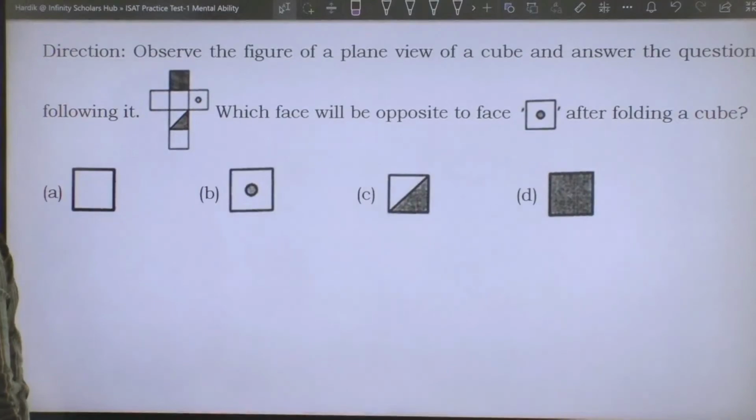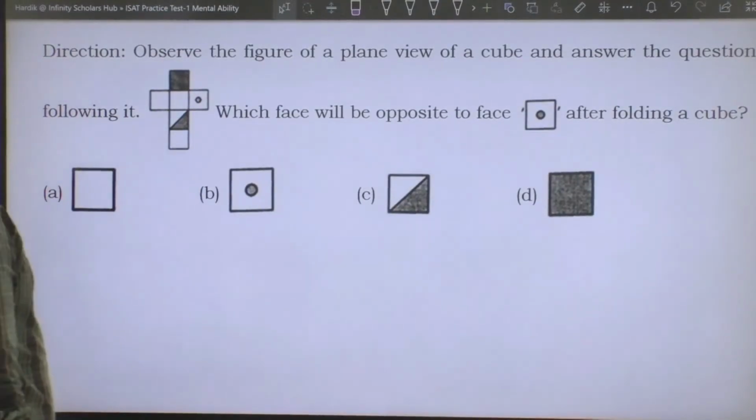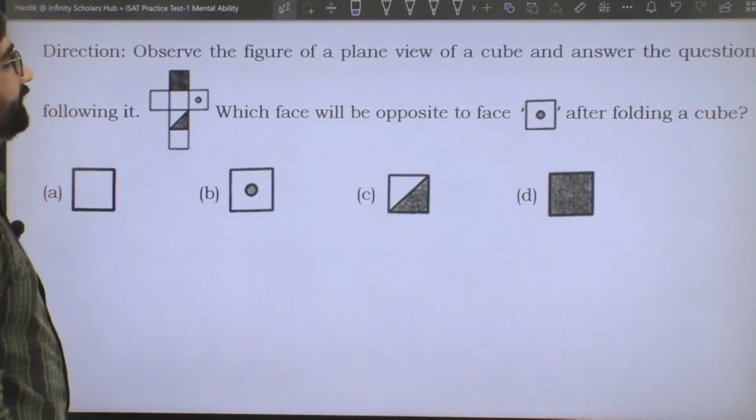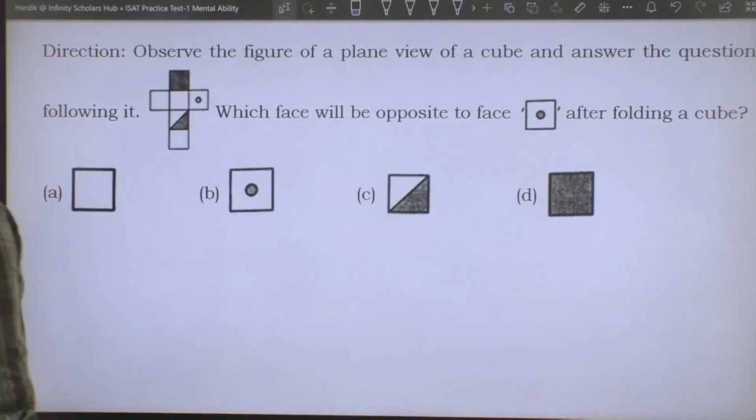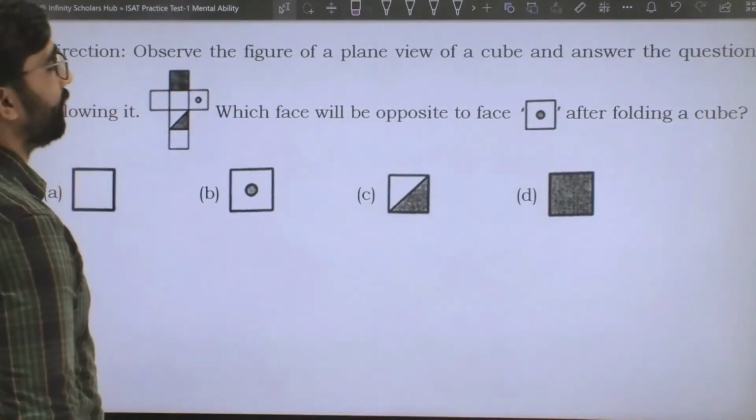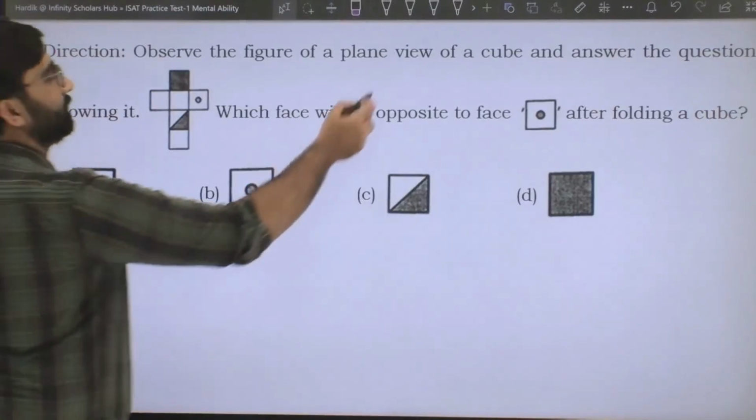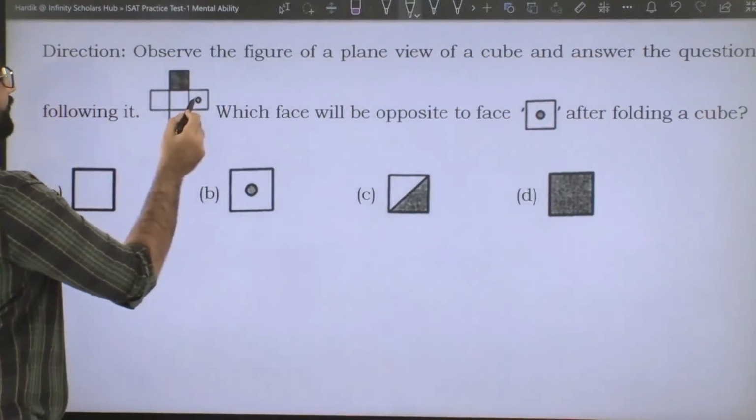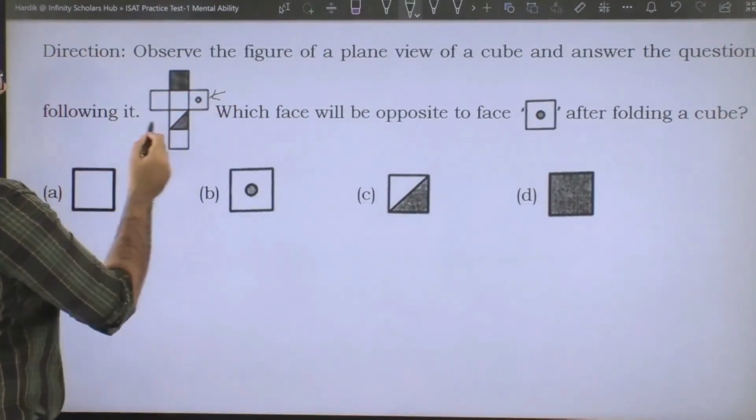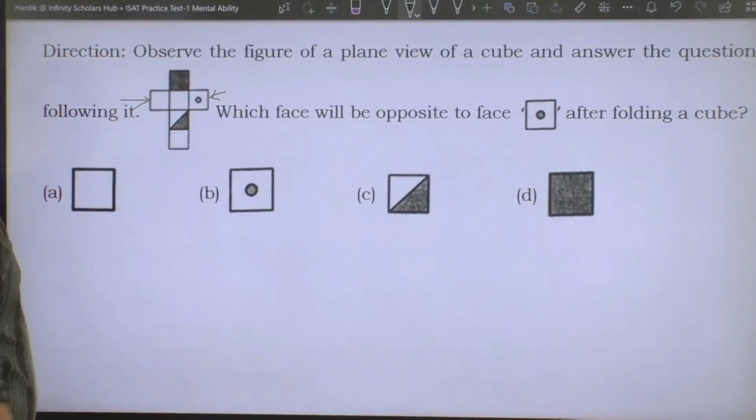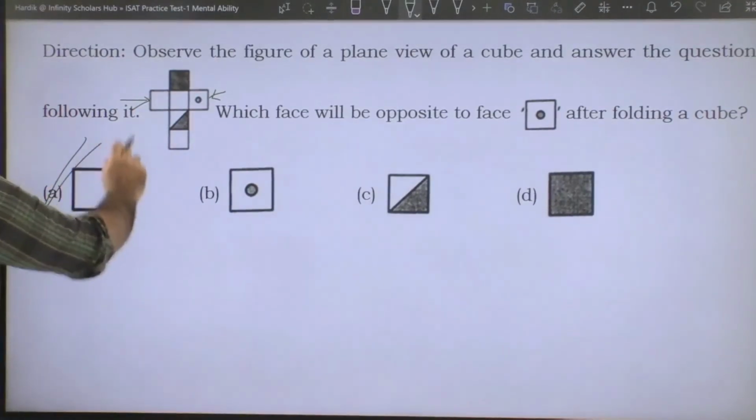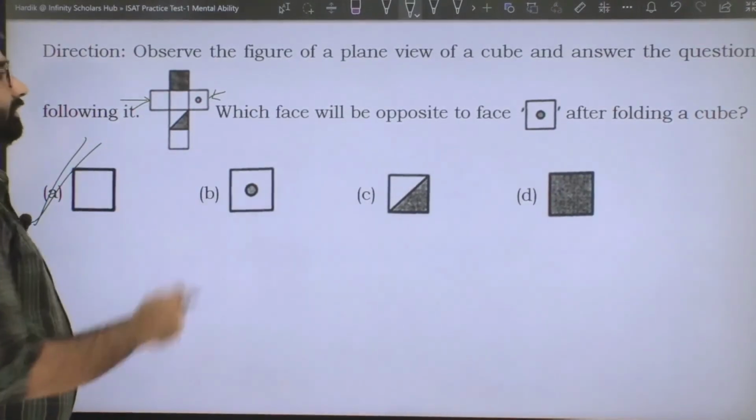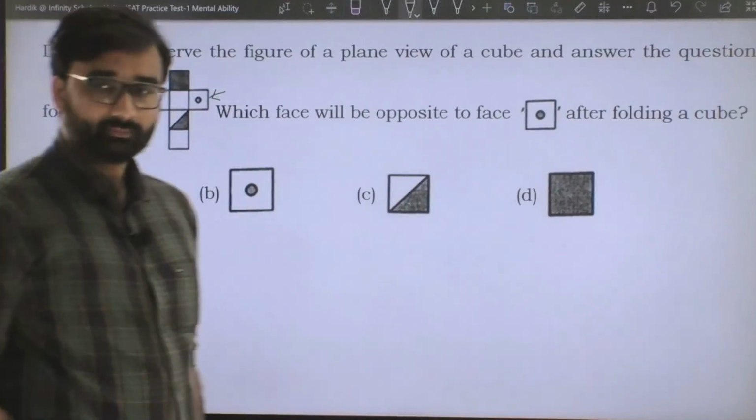Now this is an easy question. What is given? In this, you have to observe the figure of a plane view of a cube and answer the question following it. Which face will be opposite to the dot? This is again a very simple question. By looking at the figure itself, you can say that when you fold this, this face will be exactly opposite to this face. So the correct answer over here is option A. No need to look at the other options, and this is it.